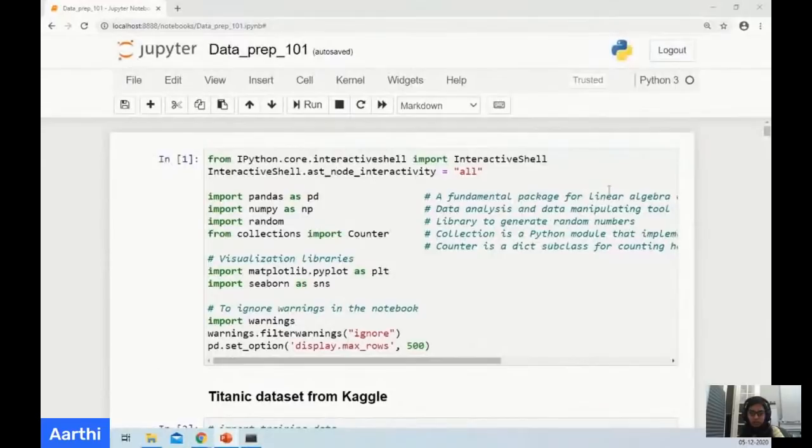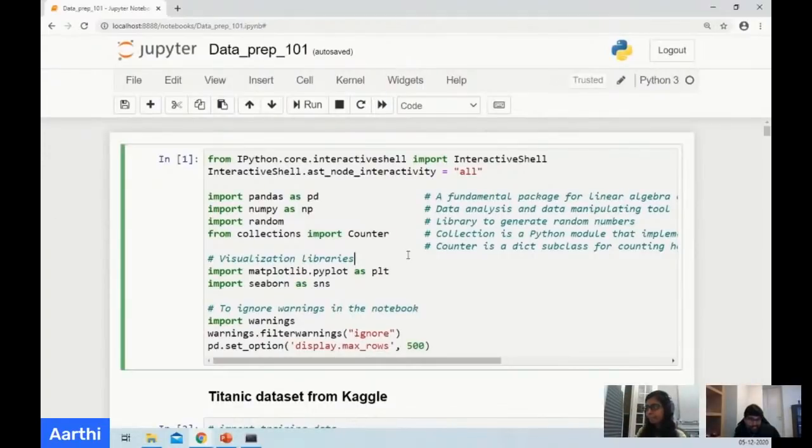So I'm going to move on to the Jupyter notebook now. So one check, Chanukya, you're able to see the Jupyter notebook and the zooming in is fine? Yes, yeah, able to see.